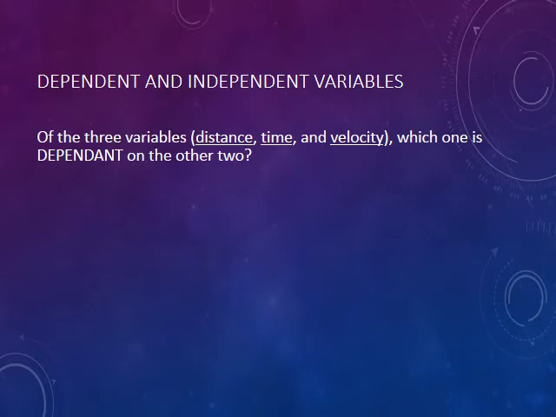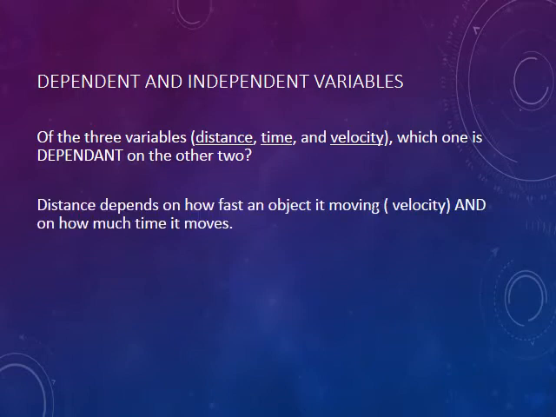So if you think about the three variables that we're talking about, distance, time, and velocity, which one is dependent on the other two? When we were making our distance time graphs, we decided that it was distance that depended on the time and the velocity an object was traveling at. If you think about the distance that you're able to travel while you're walking, your distance is going to depend on how fast you're walking and for how long you're walking.